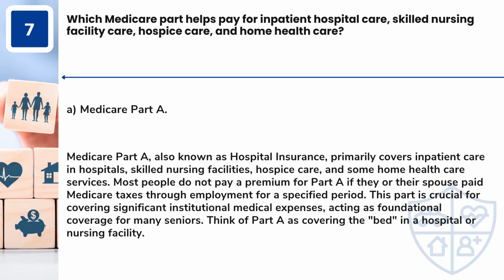Answer: A. Medicare Part A. Explanation: Medicare Part A, also known as hospital insurance, primarily covers inpatient care in hospitals, skilled nursing facilities, hospice care, and some home health care services. Most people do not pay a premium for Part A if they or their spouse paid Medicare taxes through employment for a specified period. This part is crucial for covering significant institutional medical expenses, acting as foundational coverage for many seniors. Think of Part A as covering the bed in a hospital or nursing facility.